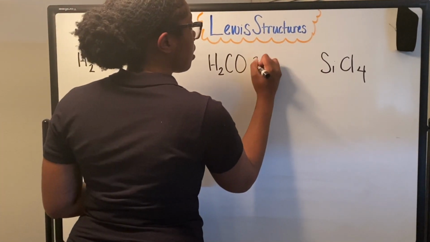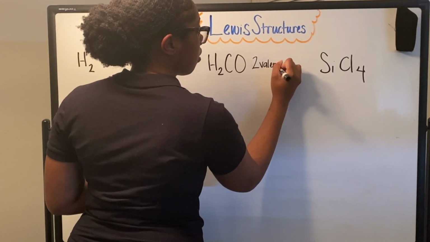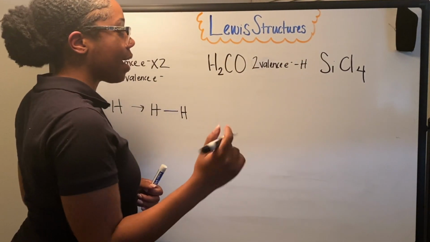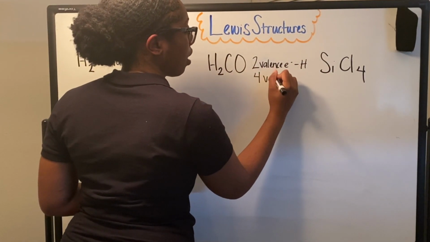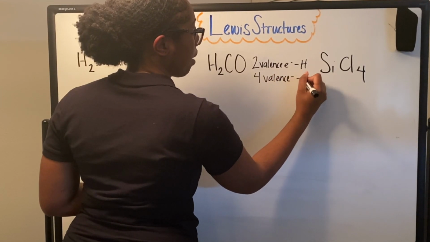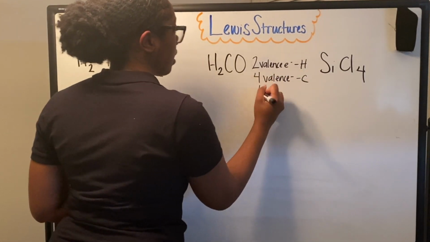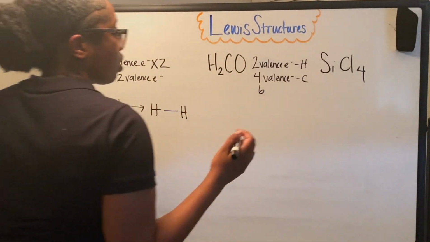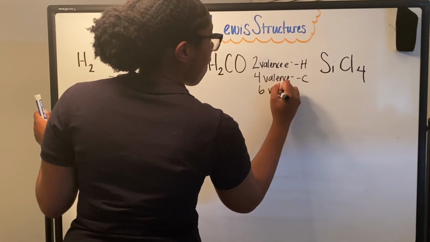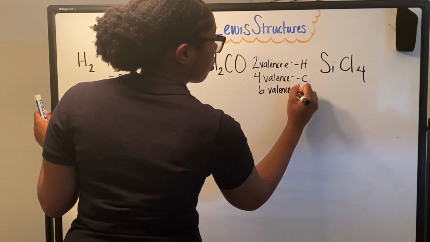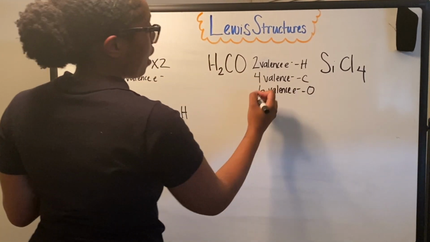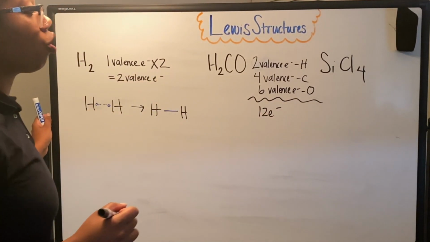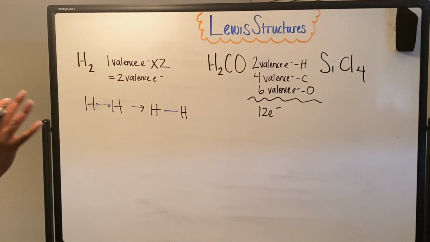That we have 2 valence electrons from hydrogen, right? Carbon, if you look at the periodic table, it has 4 valence electrons. And that comes from the carbon. And then oxygen, it has 6. Let me triple check though. Yes, it is in group 6. So that is going to be 6 valence electrons for oxygen. So altogether, we get 12 electrons. So when we draw the structure, we have to make sure that there are 12 electrons.